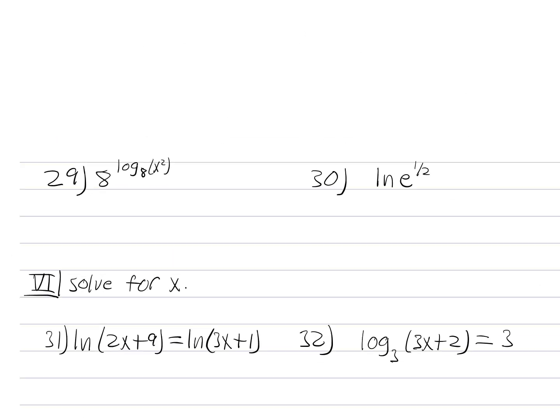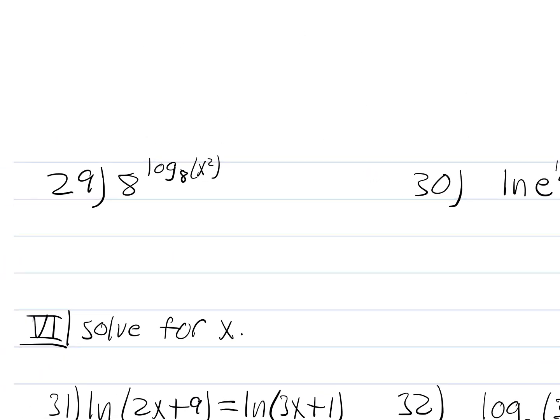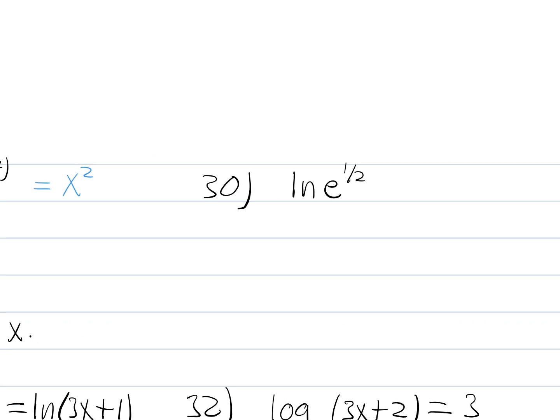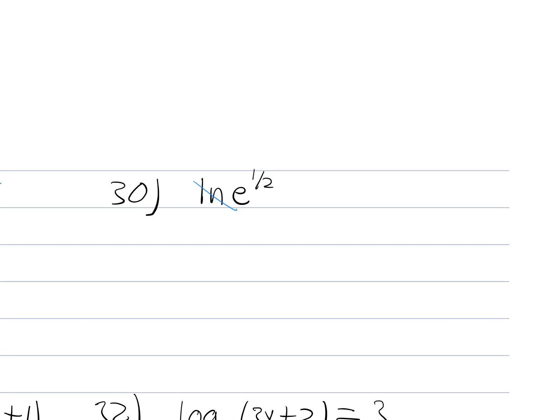All right, so more evaluations. This one is another one that you can use a property. If you have a base a raised to a logarithm of the same base, then you're just left with whatever's on the inside. All right, not much work to do there. This 8 and this log base 8 match up, so we can cancel them out. ln and e are another pair that cancel out. ln, remember, is log base e. So if we have log base e of e to the 1/2, they're going to cancel out, and so we get 1/2 as our answer.